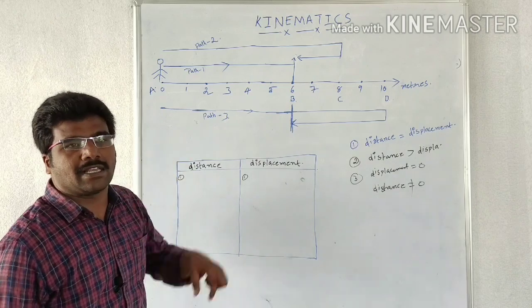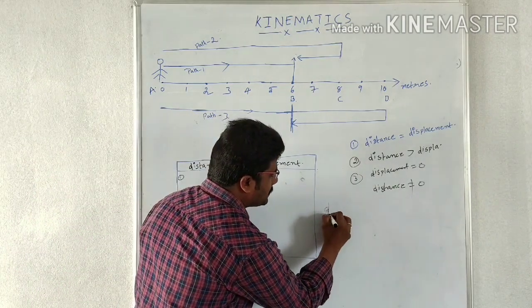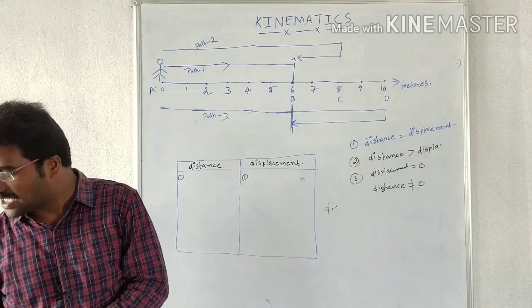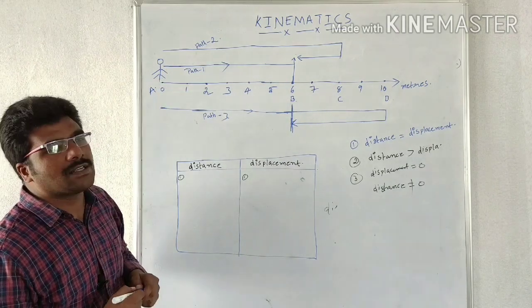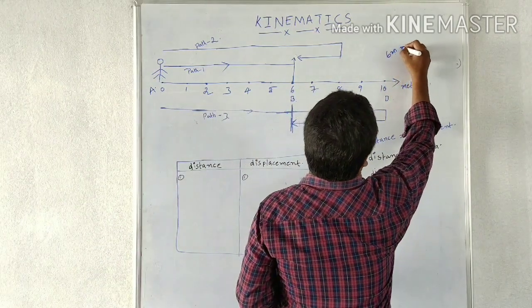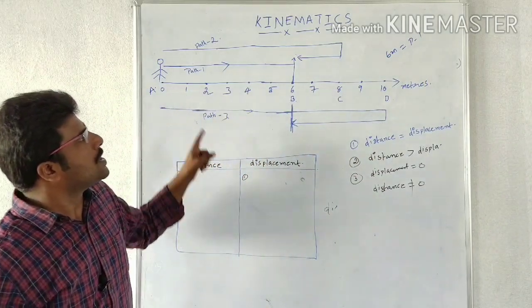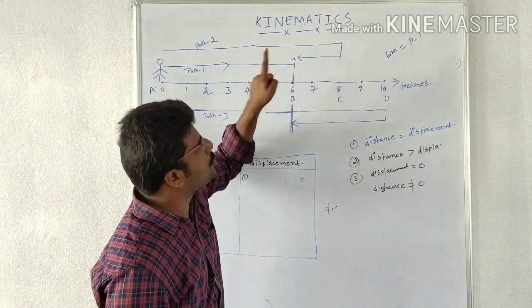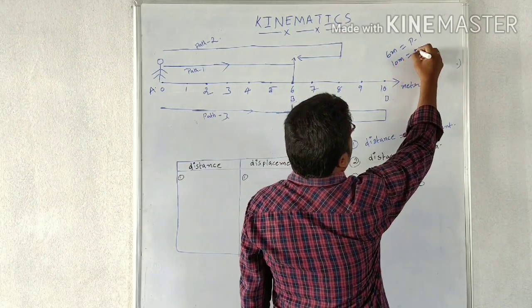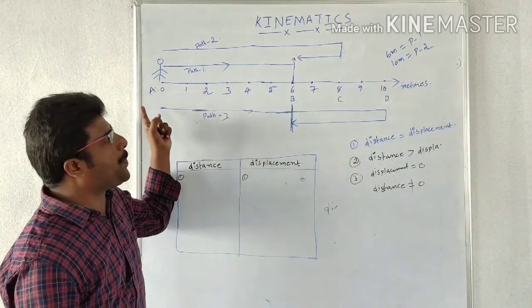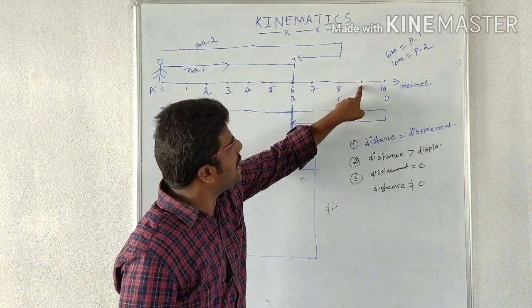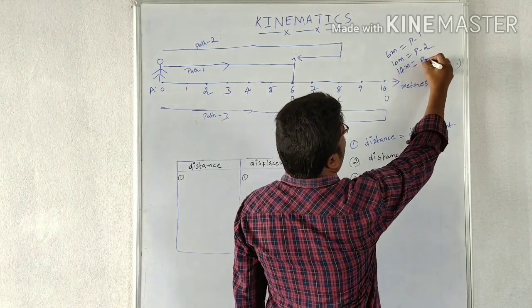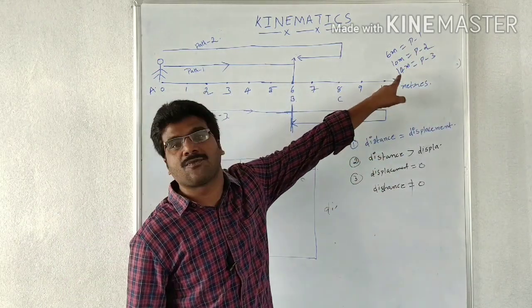Now, can you say in these three different paths the distances are equal? No, the distances are different. When you take path 1, the distance is 6 meters. In path 2, what is the distance? Here 8 meters, once again 2 meters. So totally 10 meters. In path 2, it is 10 meters. In path 3, the distance traveled by the person is 14 meters.